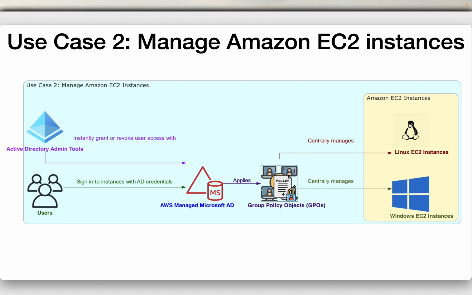This makes it easier for you to instantly grant or revoke access to users by using Active Directory user administration tools you already use. So this is similar to using SSH with a private key, public key you generate, probably using keygen or something. So if you enable this functionality, you can centrally manage them and they can log into the Linux or Windows EC2 instances using this particular technology.